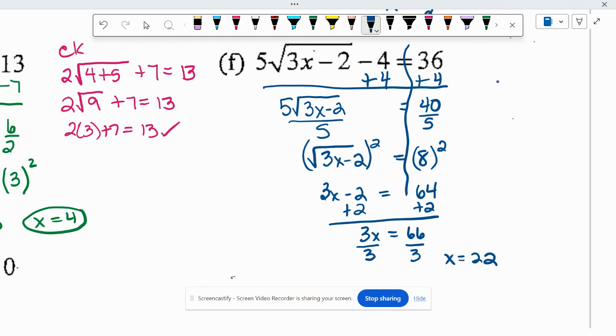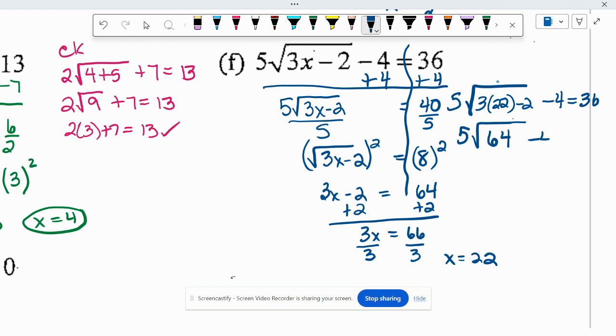I have to check. So I have the square root. 5 is on the outside. 3 times 22 minus 2, all under the radical, minus 4 equals 36. Well, what is 3 times 22? 66. 66 minus 2 is 64. Minus 4 equals 36. What is the square root of 64? So 5 times 8 minus 4 is 36. Is that true? Is 40 minus 4 36? Yes, it is.